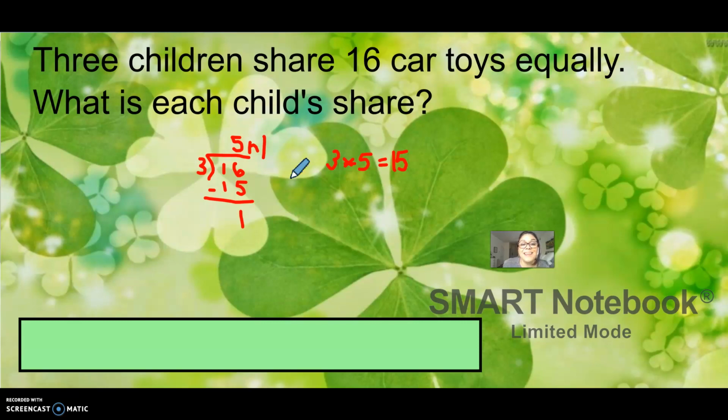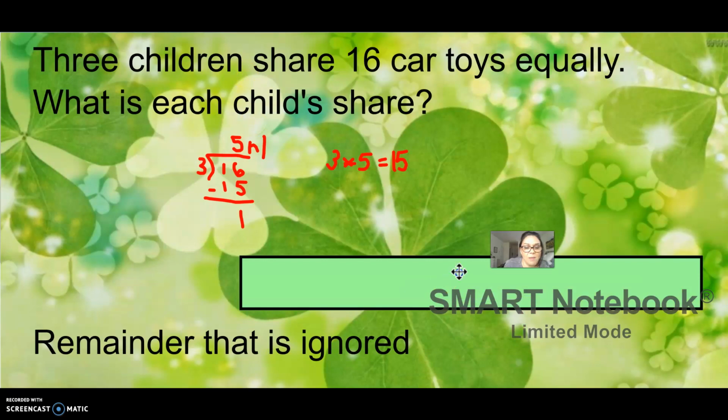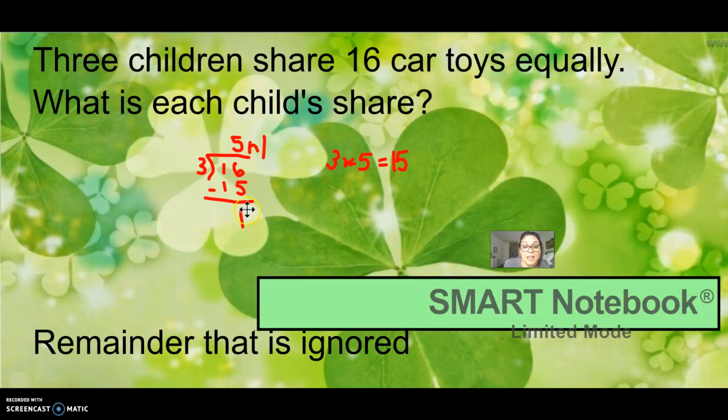Now, what do I do with that remainder? First, I need to think, what is that remainder? What am I sharing? I'm sharing 16 toy cars. So what's left? 1 toy car is left. Can I split that toy car into equal parts? What do I do with the remainder in this story? I'm going to ignore it. Each child is going to get 5 cars. That's the answer. I ignore my remainder of 1. I can't split it up. I'm going to ignore it.